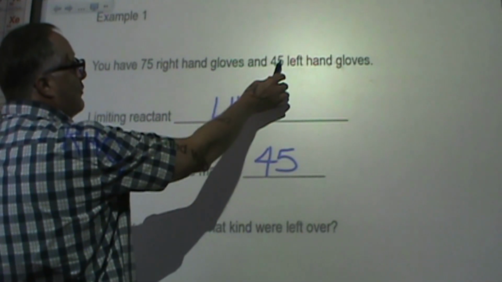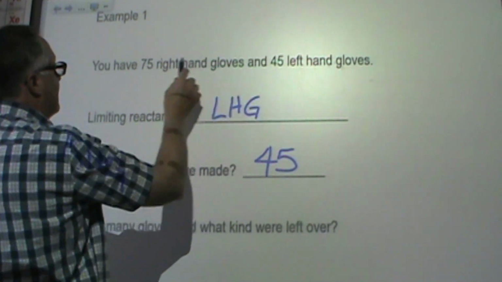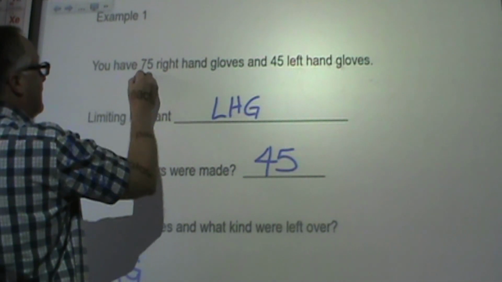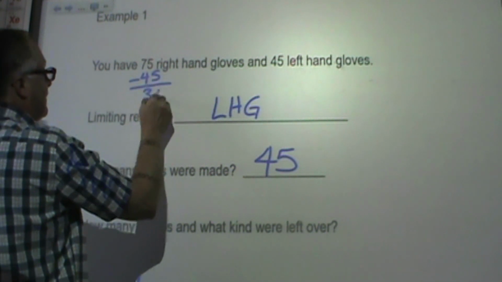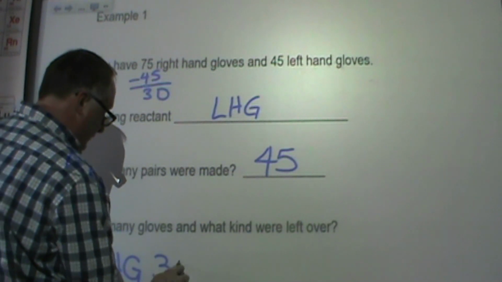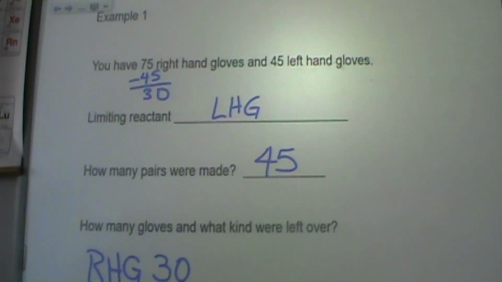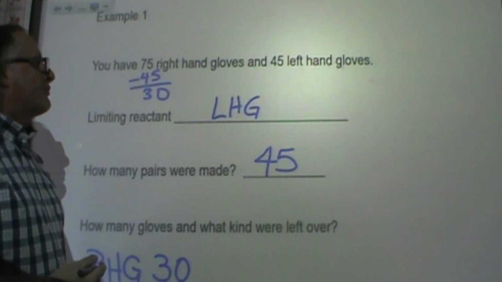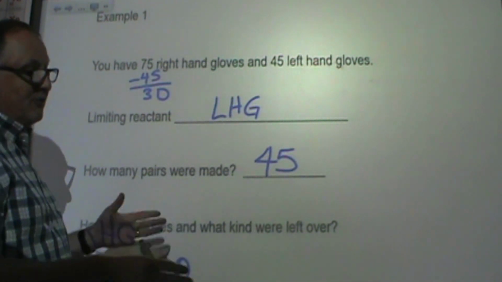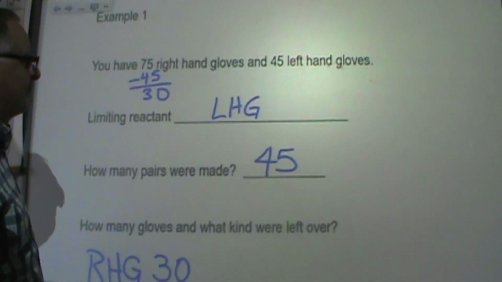And to use up, when we use 45 of these, that will take 45 of those. We have 30 left over, so we will have 30 right-hand gloves left over after the reaction has stopped. In this case, after the process of making pairs has stopped.